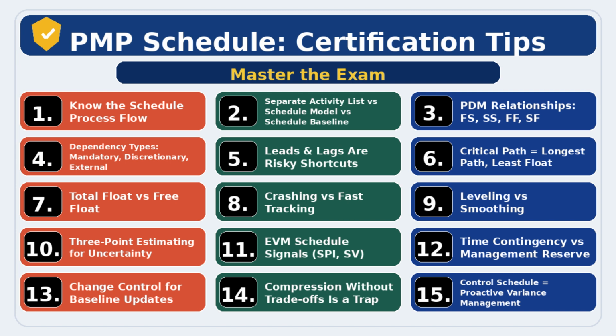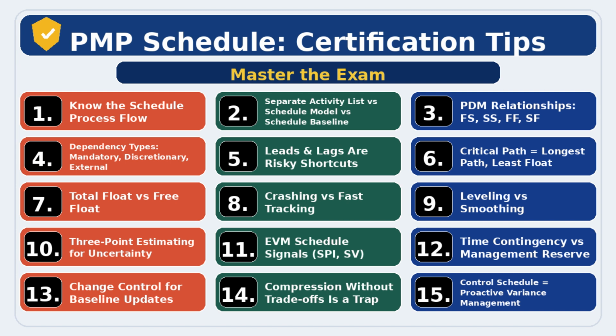3-point estimating for uncertainty. When uncertainty is high, ranges beat false precision. Let's take an example here. New tech task with unknown complexity. During this situation, you need to use 3-point estimate. Refine your assumptions. EVM schedule signals. Knowing the sign is not enough. Know what to do next. Example, you have an SPI of 0.85, which means you are behind schedule. You need to analyze the root cause and take corrective action.